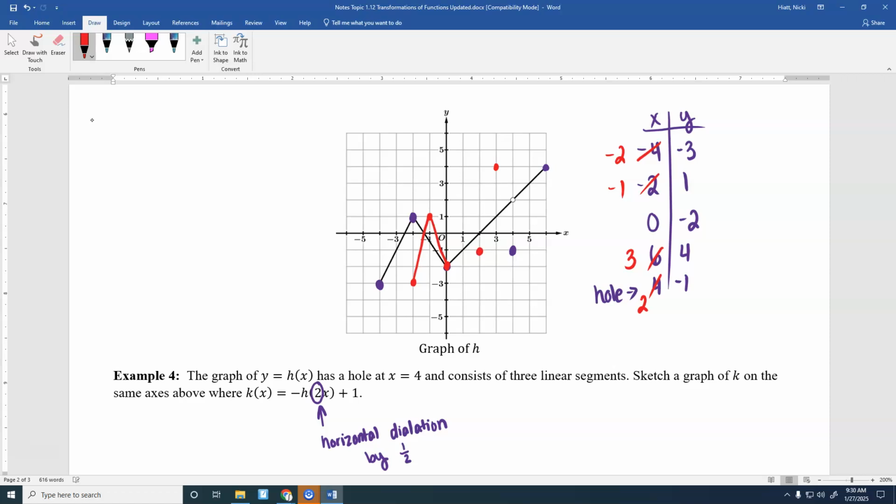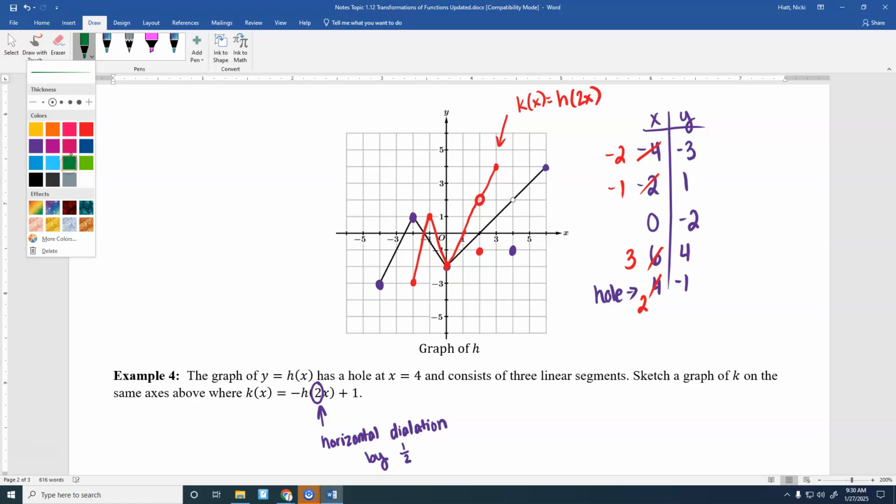So that hole gets moved in. When we graph this line right here, we want to put a hole right here, and then the point that fills in that hole goes right there. So what I have graphed in red right here is just k of x equals h of 2x. That's not our final graph. That is just our dilation.